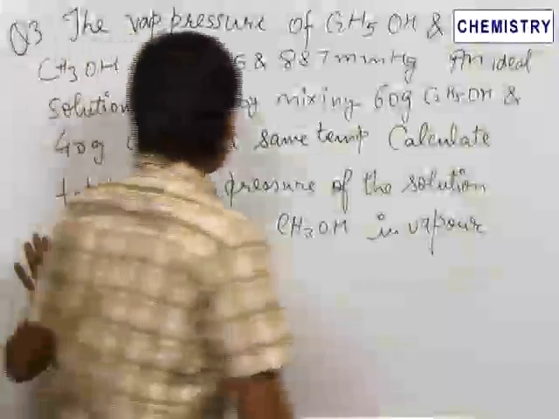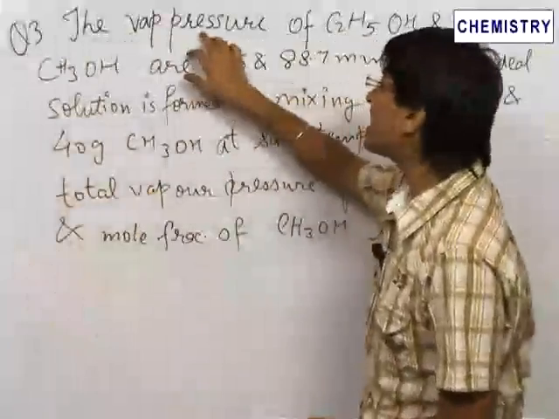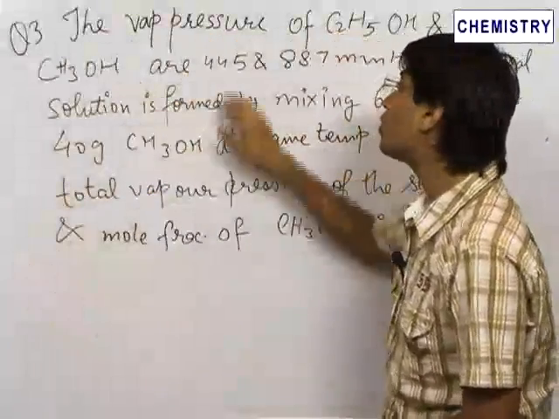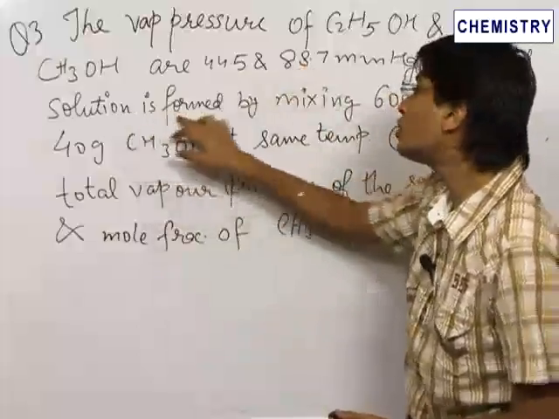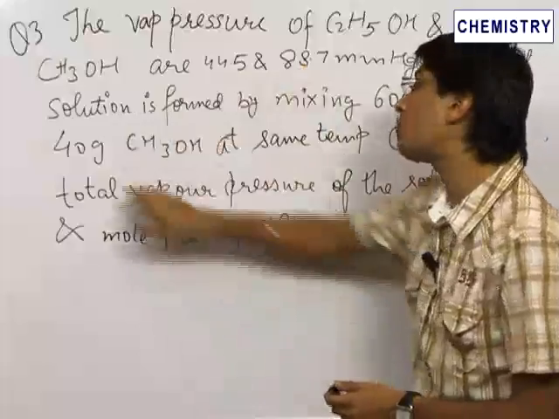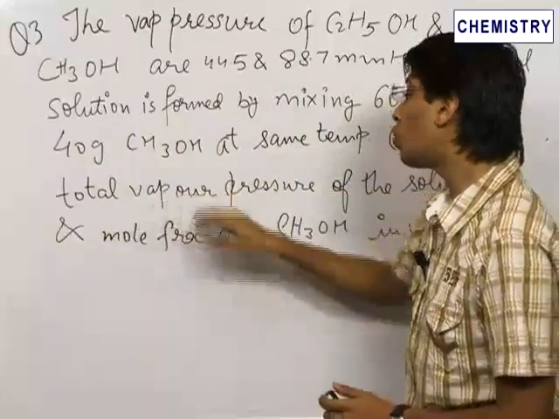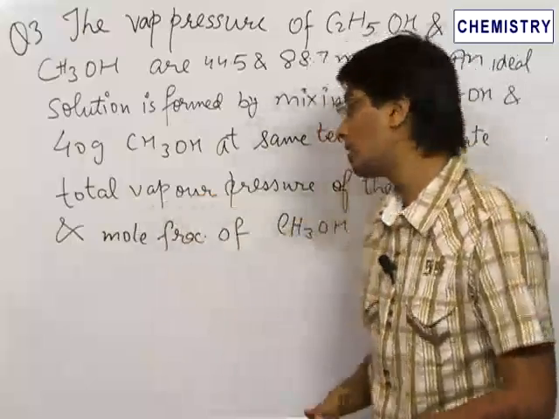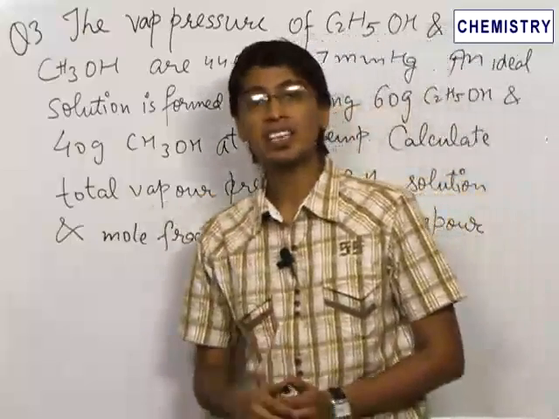So the next question which we have in hand is a very conceptual problem. We are given that the vapor pressure of ethanol and methanol are 44.5 and 88.7 millimeters of mercury, and an ideal solution is formed by mixing 60 grams of ethanol and 40 grams of methanol at the same temperature. We need to calculate the total vapor pressure of the solution in the first part and the mole fraction of methanol in vapor state in the second part.